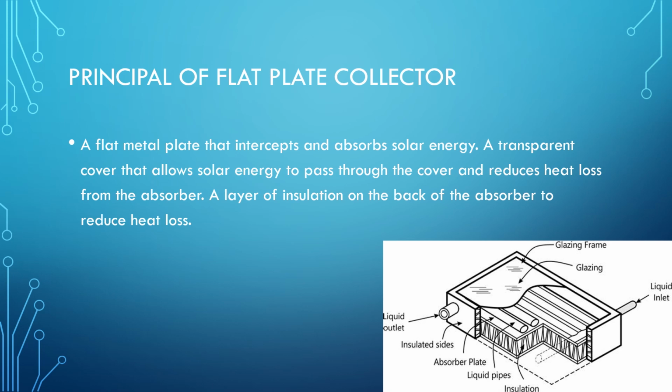A flat metal plate that intercepts and absorbs solar energy. A transparent cover that allows solar energy to pass through the cover and reduces heat loss from the absorber. A layer of insulation on the back of the absorber to reduce heat loss.